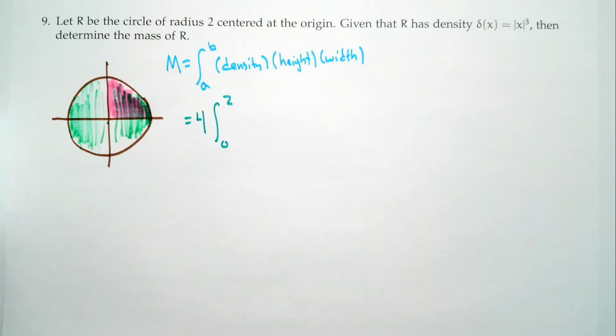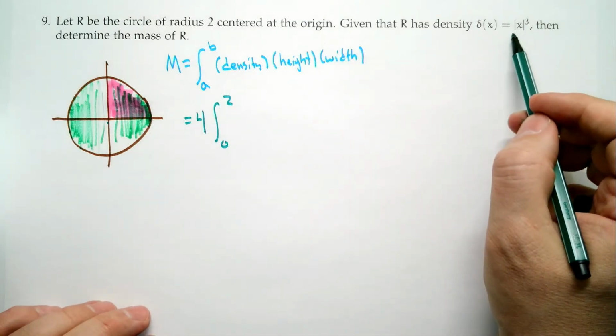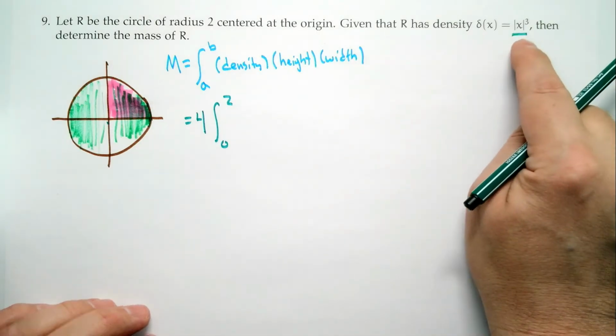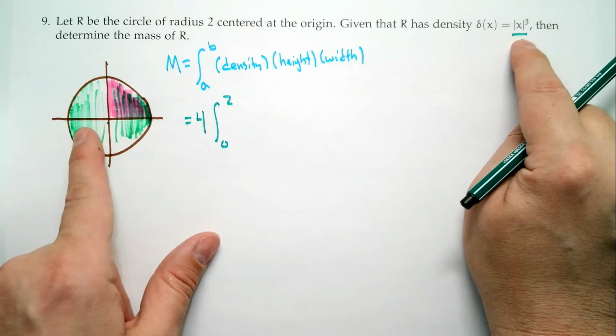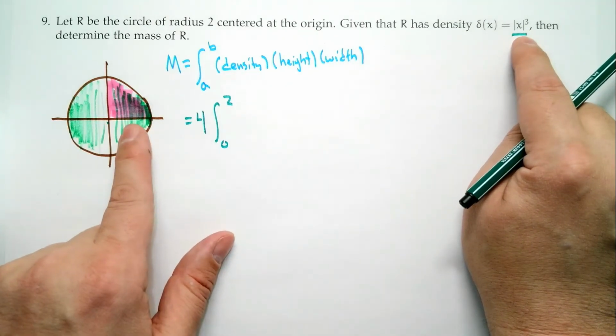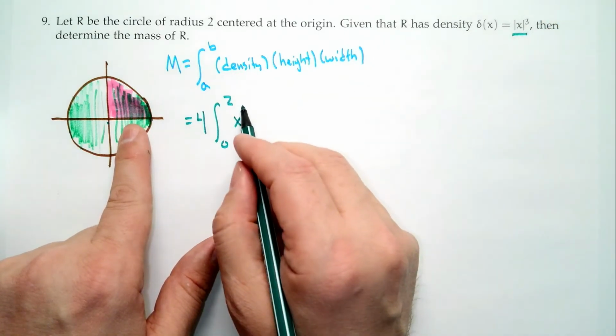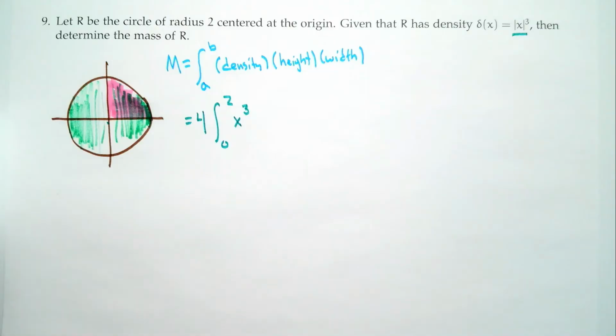All right, what's our density? Here's the advantage of working in the first quadrant. If we work over everything, we still need the absolute value of x. But if we work just in the first quadrant, we can drop the absolute value signs, so it becomes x cubed. All right, now, what else do we have?